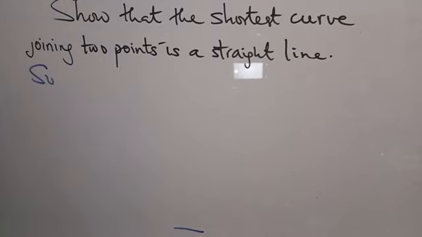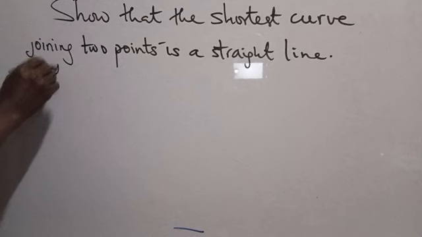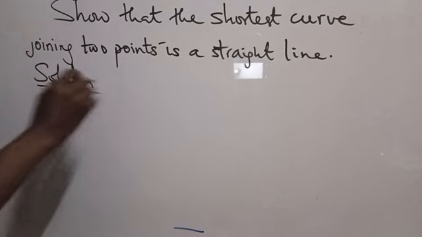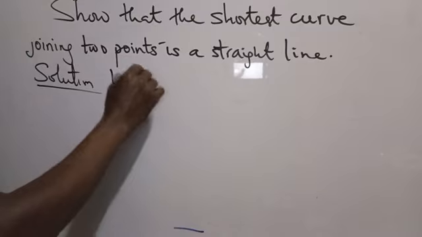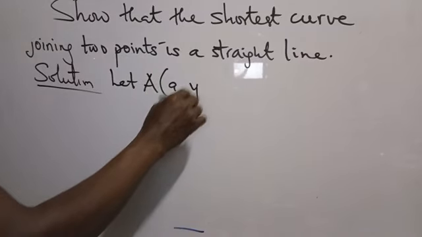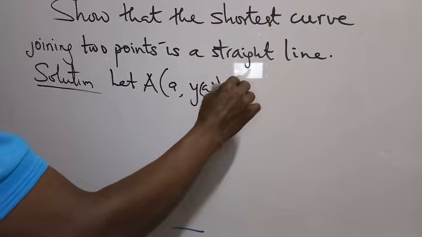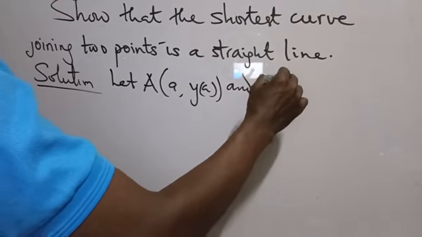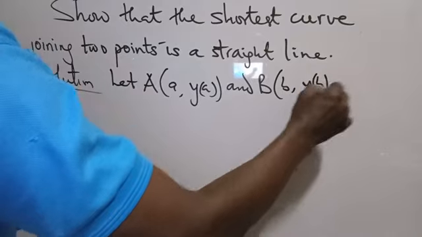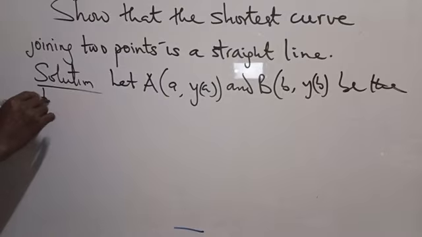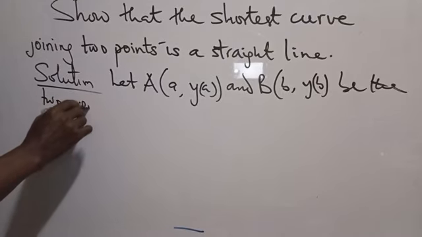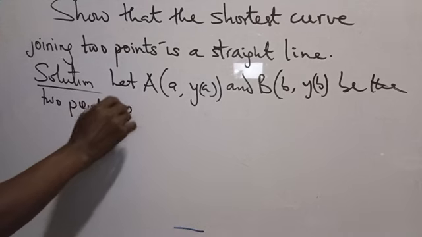Let us use the black marker. So we have the solution. It will be relevant to suggest the coordinates for the 2 points. So let the points be (A, y of A) and (B, y of B) be the two points, as in the figure below.